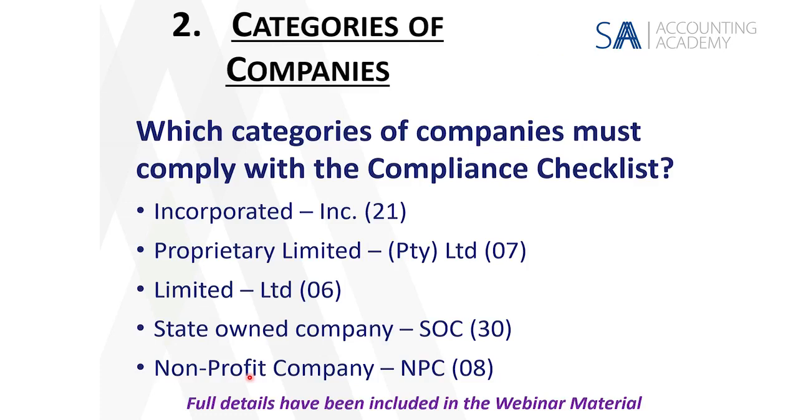Next, let's look at the categories of companies that must comply with a compliance checklist. We've got the first one, which is an Inc., an incorporated company. Remember the suffix ends with /21 or -21. Your normal Pty Limited company is an 07 company. Your limited or LTD company is an 06. State-owned companies end with 30, and NPCs or non-profit companies end with 08.